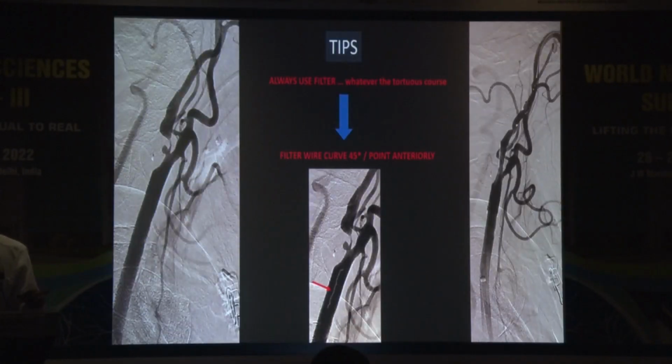What about ulcerative plaques? As I said, we should always use a filter in this. Sometimes we use dual protection. So we will use a filter, and we will also use a mesh-based stent, so that I have protection throughout. I have protection during the pre-dilatation, and I have more protection during my post-stenting angioplasty.